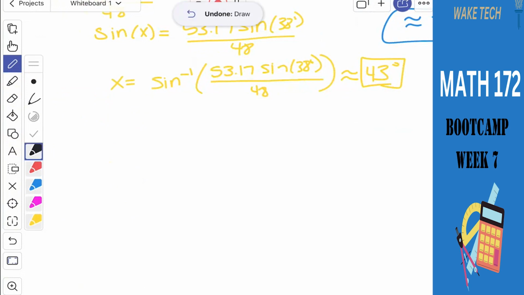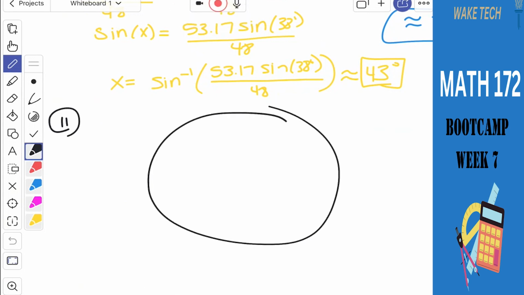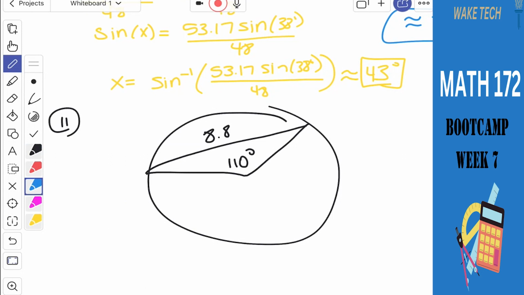Let's see, it's 11, I guess. So what's happening here is we have a triangle inside of a circle. We know the angle in the middle is 110 degrees. The side across from it is 8.8. And we need to determine the diameter. How we're going to do that is by using the law of sines and the fact that both sides of the triangle are a radius of the circle.